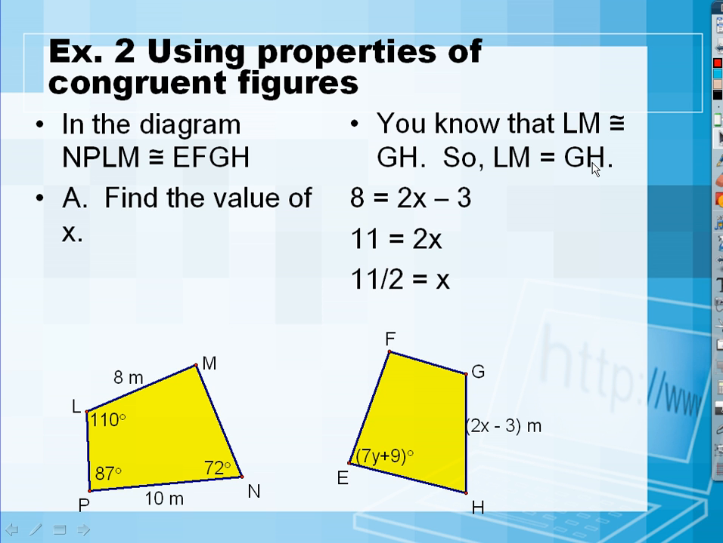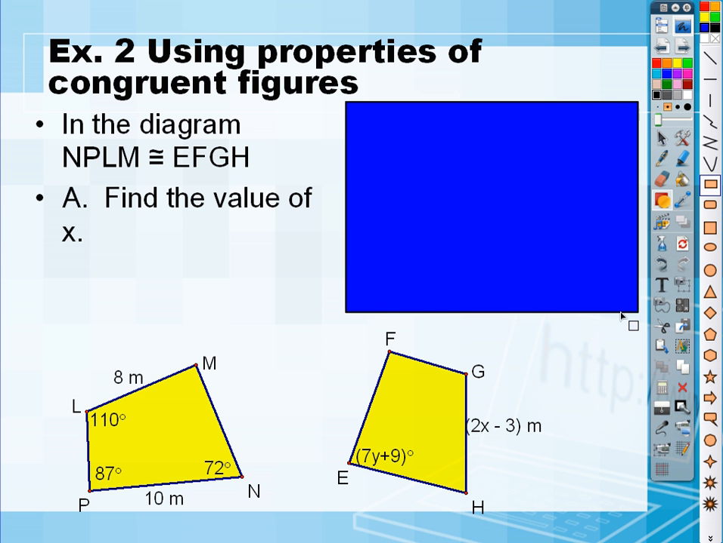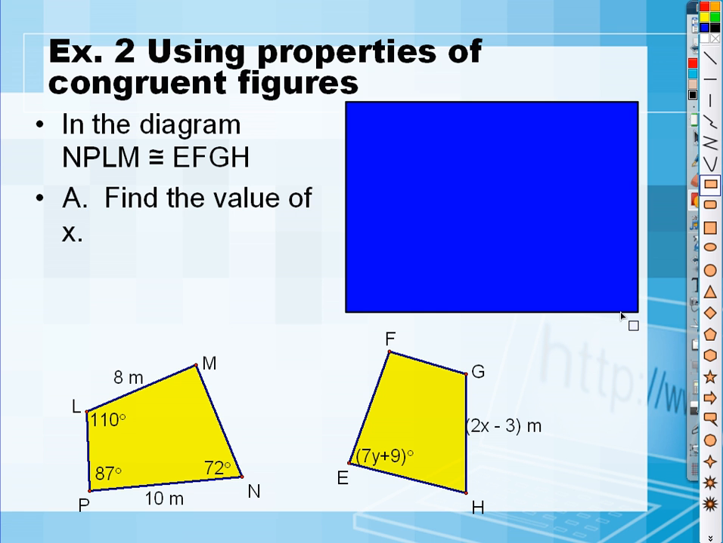Okay, now how about using properties of congruence to solve for x? Okay, try this. They're telling us here that figure NPLM is congruent to figure EFGH. So how could we find the value of x? If that's true, now look at the x over here. Here's x.